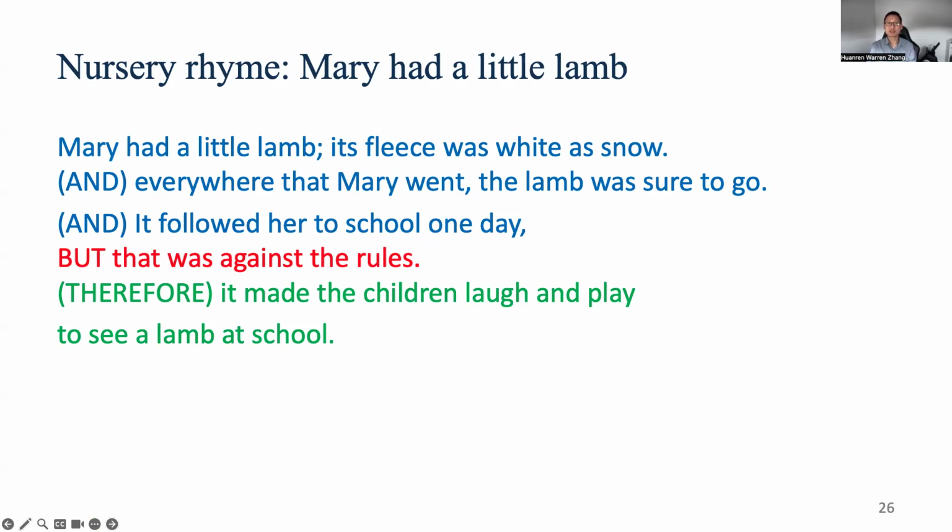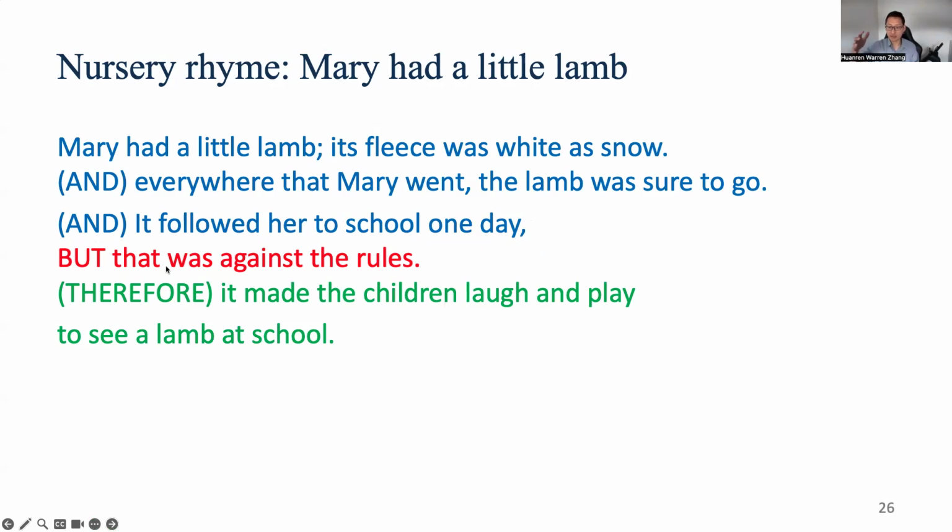So, for example, this very common nursery rhyme, "Mary Had a Little Lamb," follows the ABT structure. First, it gives the background: Mary had a little lamb, describing the lamb, and also the context everyone agrees on, that every day the lamb would follow Mary, right? And then the problem came. It followed her to school one day, but that is against the rules. So here, following her to school one day, against the rules, is the problem, right?